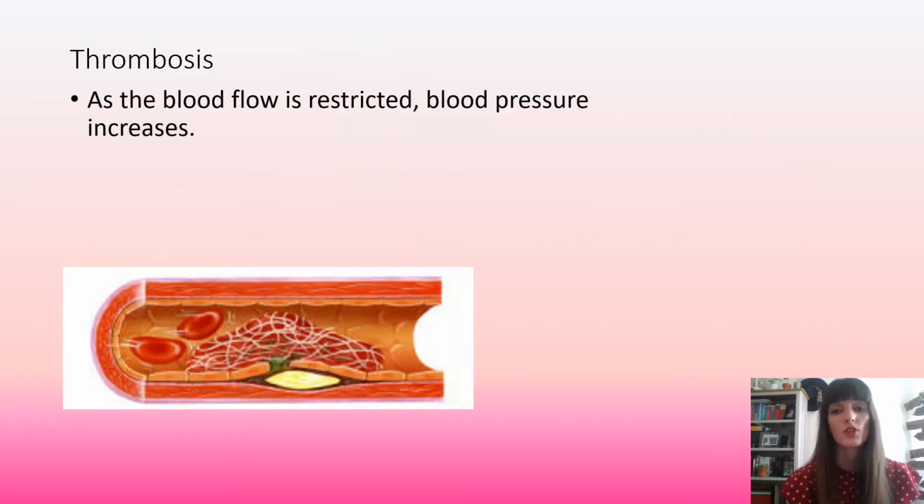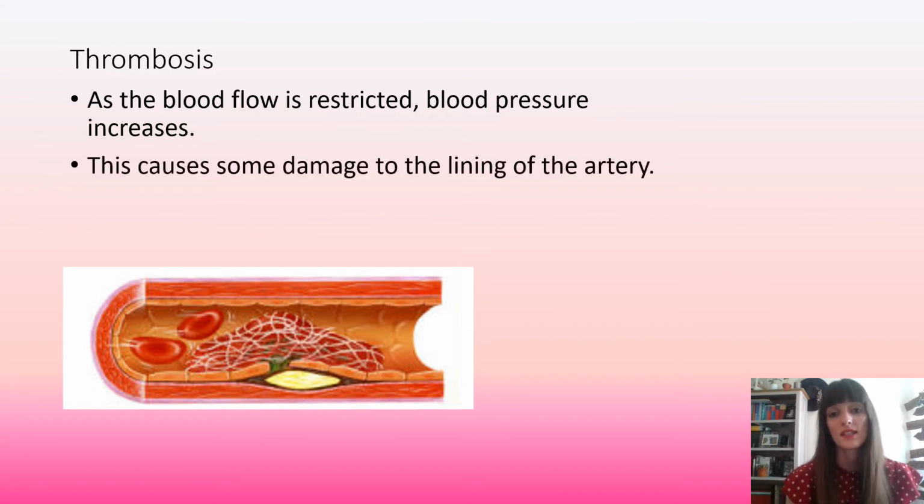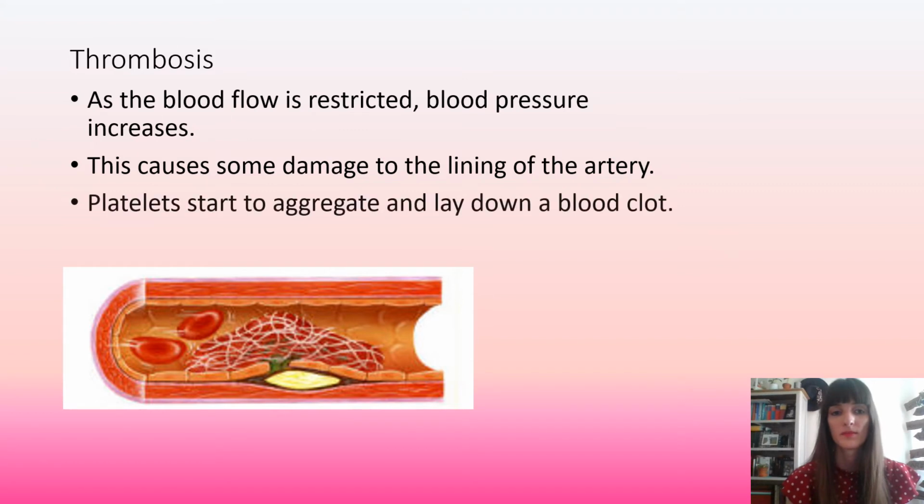As the blood flow is restricted, blood pressure increases. And this causes damage to the lining of your artery. Platelets start to aggregate and lay down a blood clot. So as you can imagine, you've now got this lump of platelets in your blood vessel, and that's not going to be a good thing. We call it a thrombus.